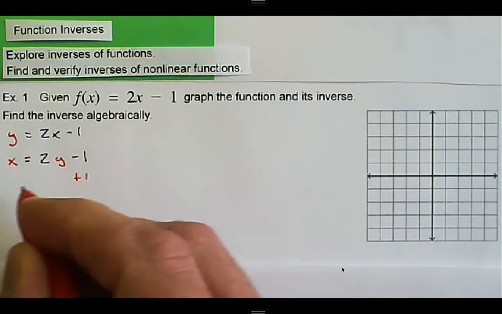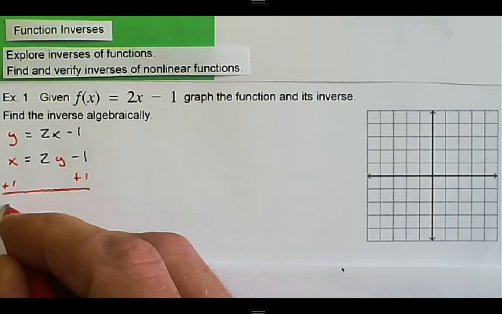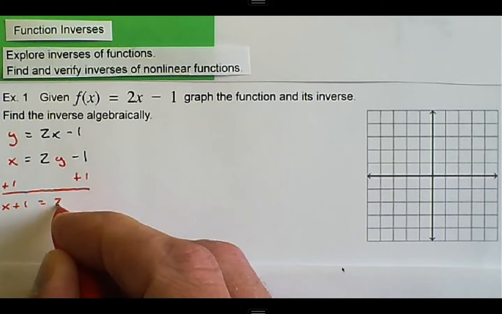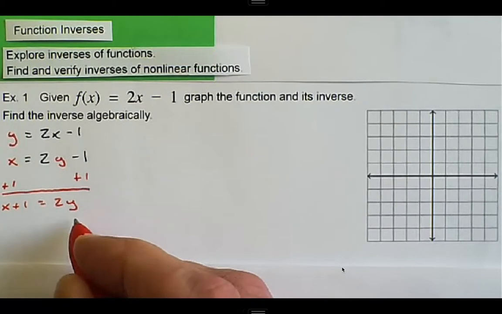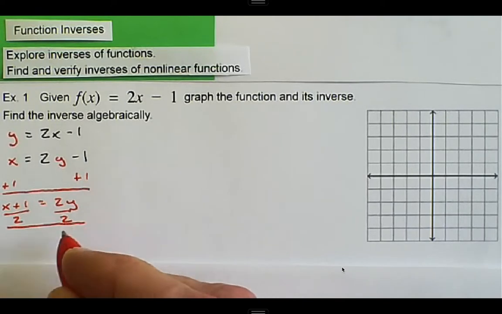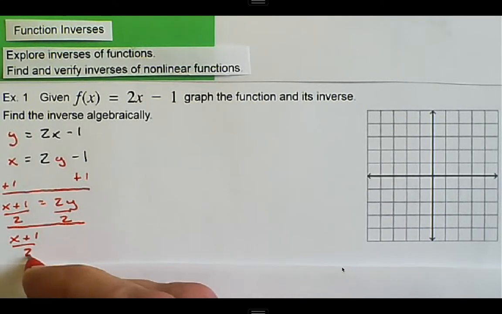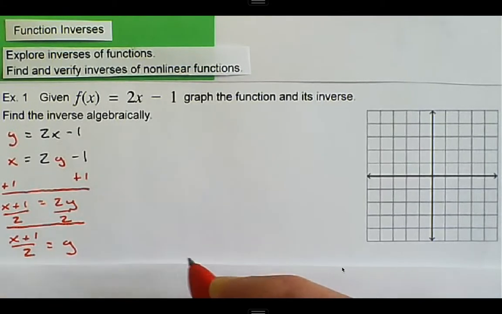So we can add 1, and that gets x plus 1. Then we can divide by 2, and then we get x plus 1 divided by 2 is equal to y.